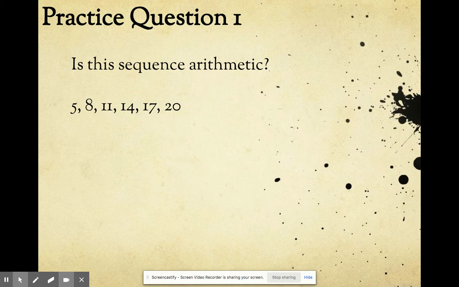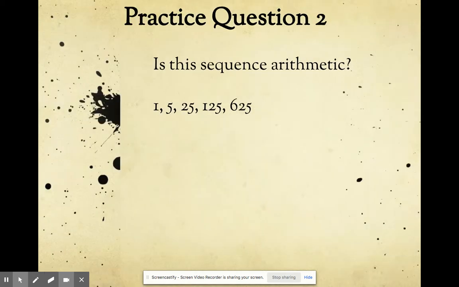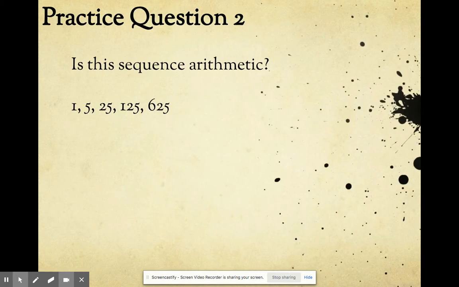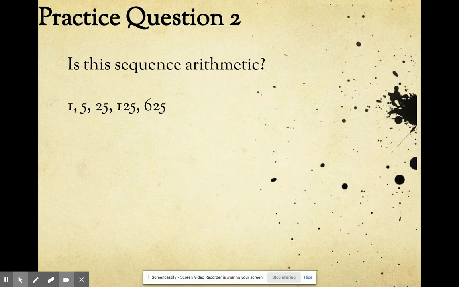Is this sequence arithmetic? We have an ordered list, perfect: 5 to 8, 8 to 11, 11 to 14, 14 to 17, 17 to 20. Do we have a consistent change? I'll pause, and you answer as you go. Is this an arithmetic sequence? We have ordered numbers again, but is there a constant change between 1 and 5, 5 and 25? Right there we can stop and say we're not changing by a constant rate, because we're not changing by 4 like we did from 1 to 5.